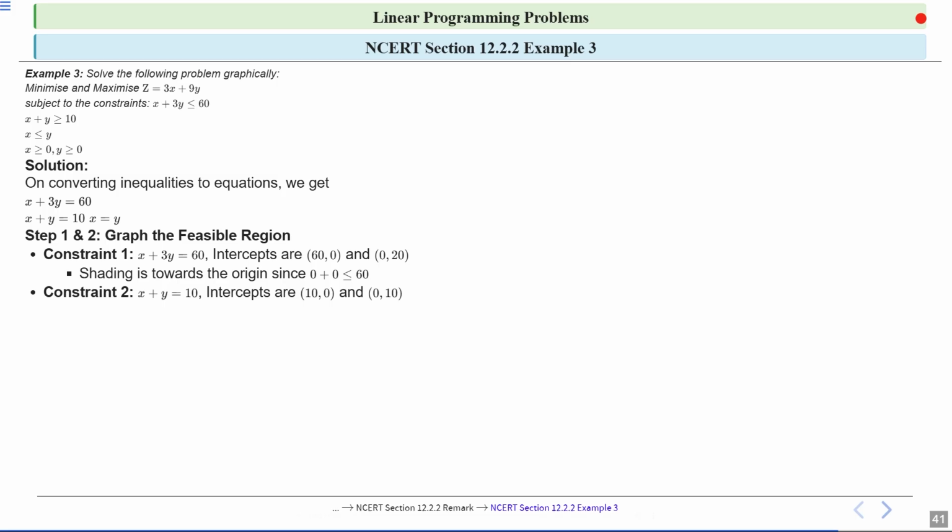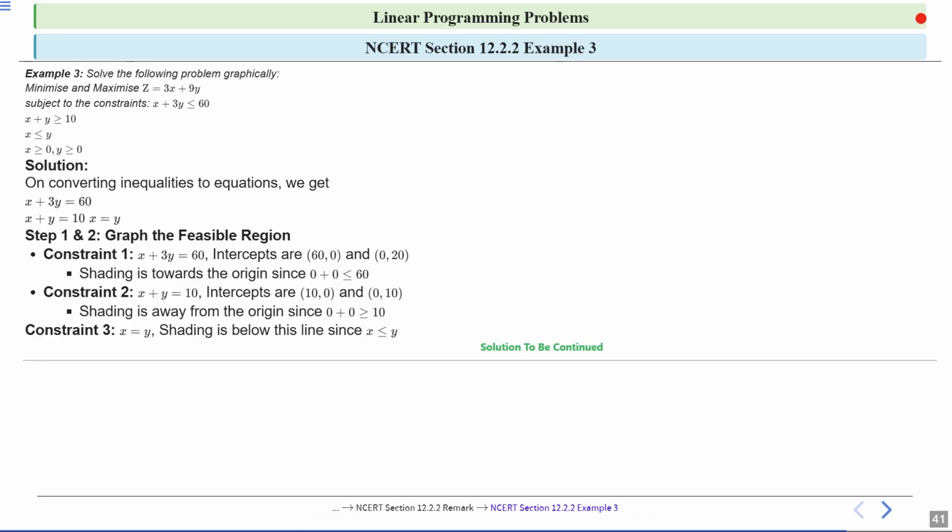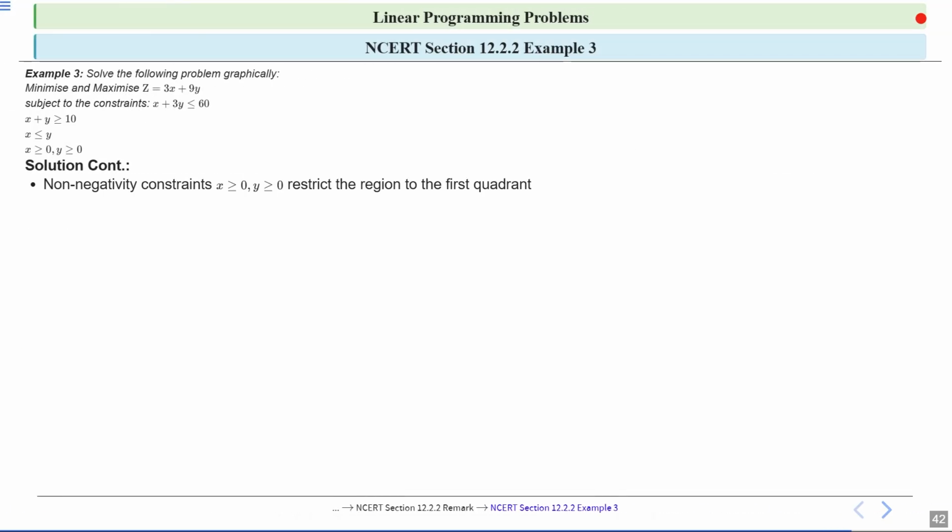Then let's look at constraint 2, x plus y equals 10. It is a straight line that crosses the x-axis at (10, 0) and the y-axis at (0, 10). Here the shading is away from the origin since 0 plus 0 is not greater than or equal to 10. Then constraint 3, here x equals y, so the shading is below the line since x is greater than or equal to y. Now the non-negativity constraints x is greater than or equal to 0 and y is greater than or equal to 0 restrict the region to the first quadrant.